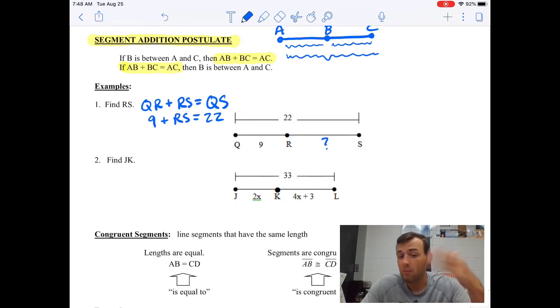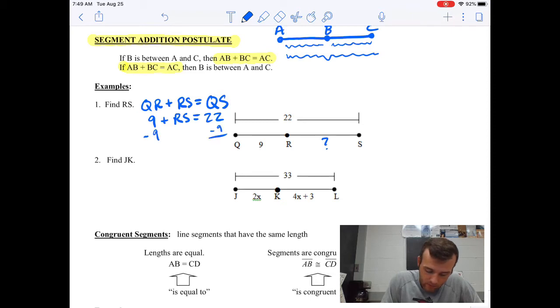From Algebra 1, probably from before Algebra 1, we know that if we have an equation here with one variable, which is that RS, that missing value, I can solve for it. So I'm going to take away 9 from both sides, and I can get RS equals, my brain's breaking right here, that would be 13.